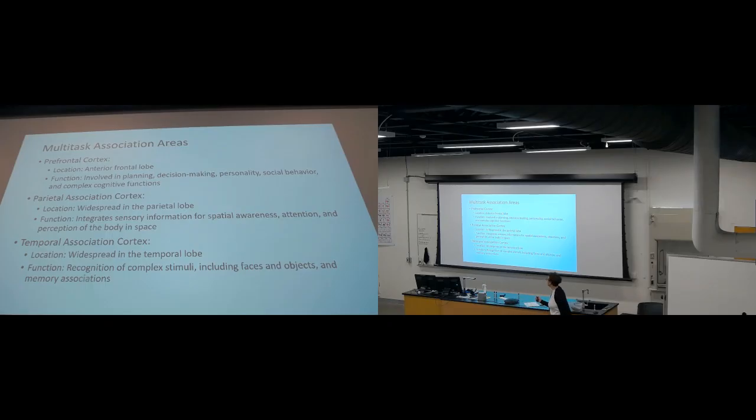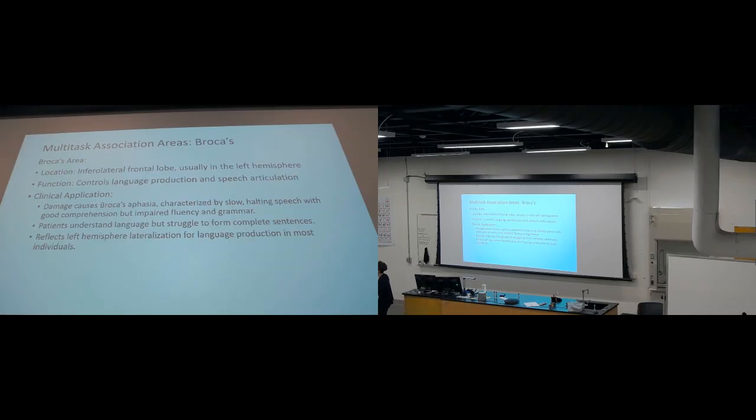Temporal association cortex. This one is located widespread in the temporal lobe. It helps us to recognize complex stimuli, including knowing faces, how objects look like, and create associations, memory associations.